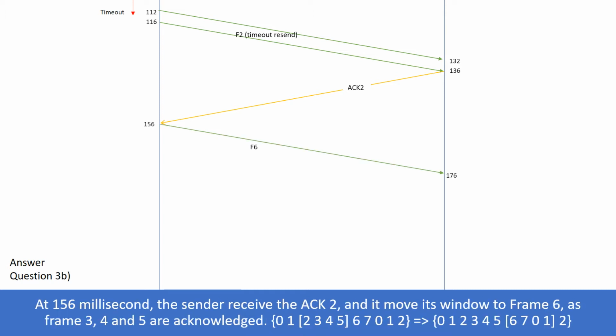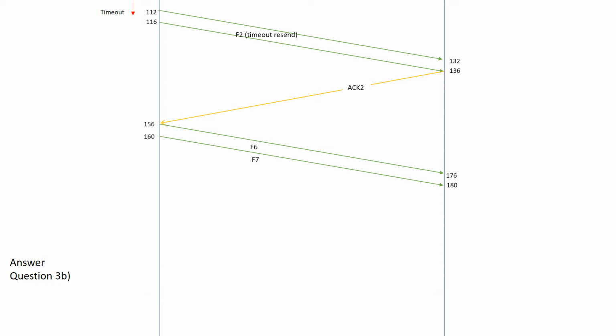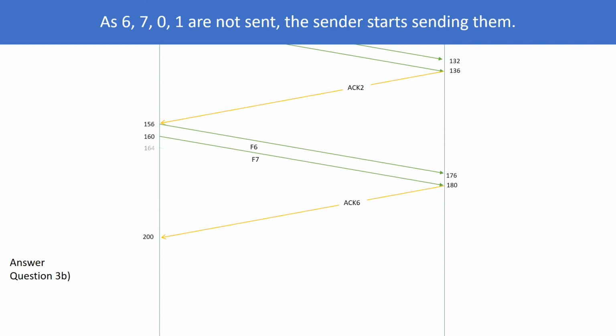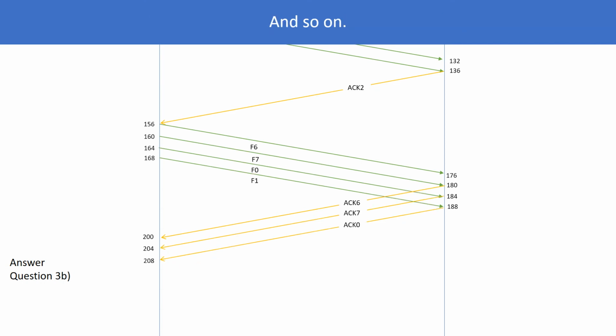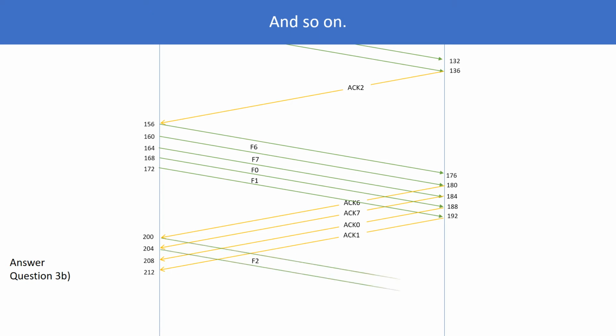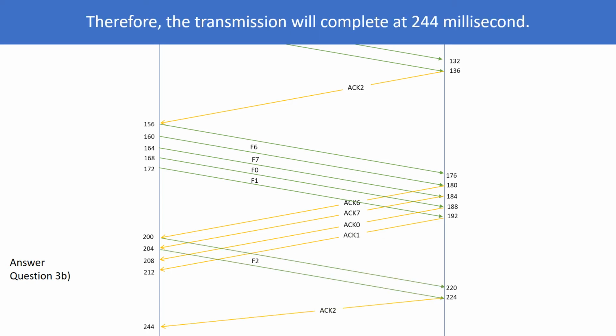At 156 milliseconds, the sender receives the ACK2, and it moves its window to frame 6, as frames 3, 4 and 5 are acknowledged. As 6, 7, 8, 9 are not sent, the sender starts sending them, and so on. Therefore, the transmission will complete at 244 milliseconds.